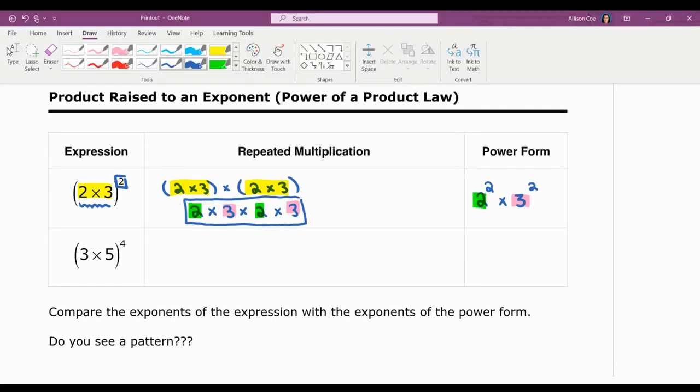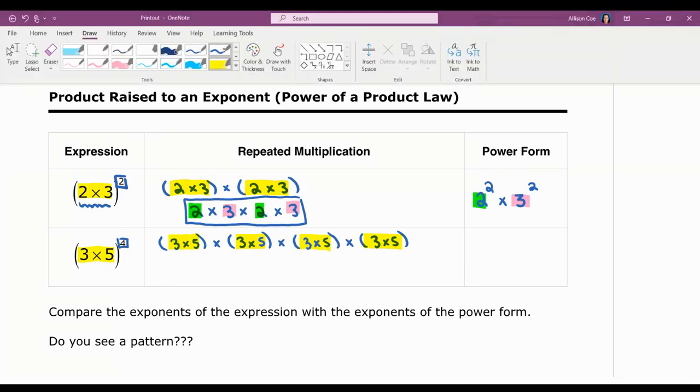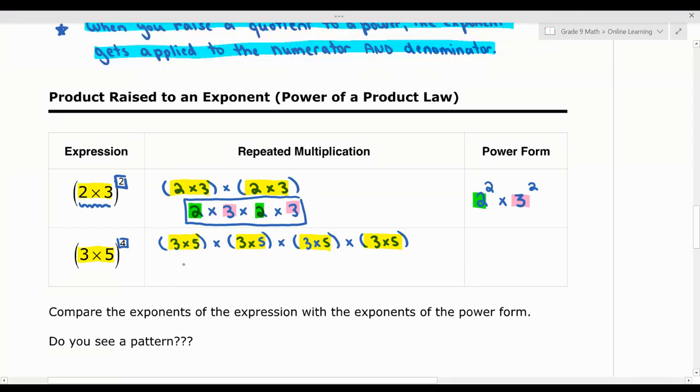So here, this time we have the base, which is 3 times 5. And it tells me that I have that base 4 times. So I'm going to write that out 4 times. So I'm going to show bracket 3 times 5 times the base 3 times 5 times the base 3 times 5 times the base 3 times 5. So I have the base once, twice, 3 times, 4 times, matches that exponent or that power. Then I'm going to drop the brackets. So that's like having 3 times 5 times 3 times 5 times 3 times 5 times 3 times 5.